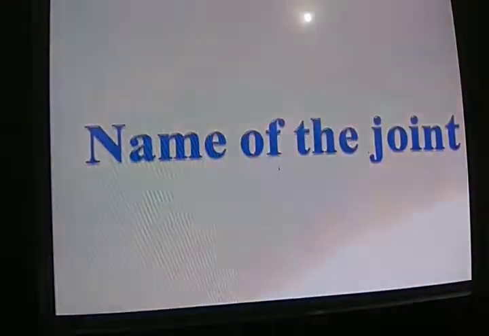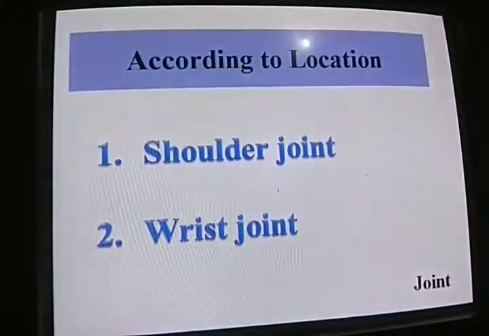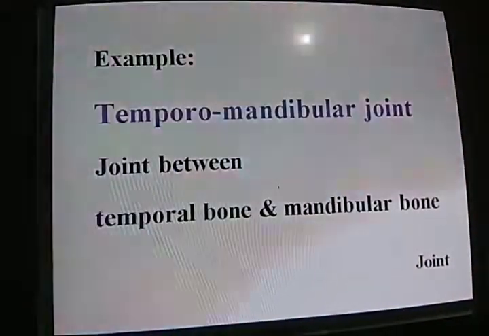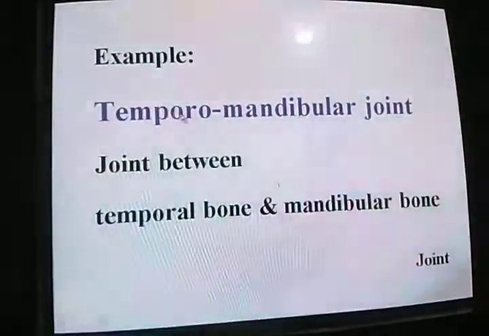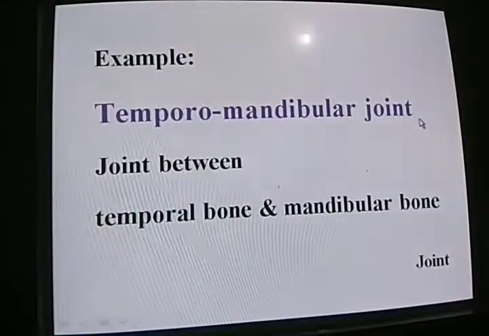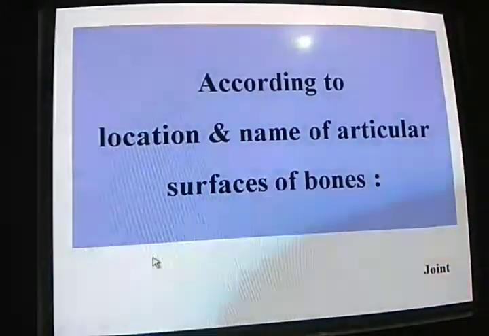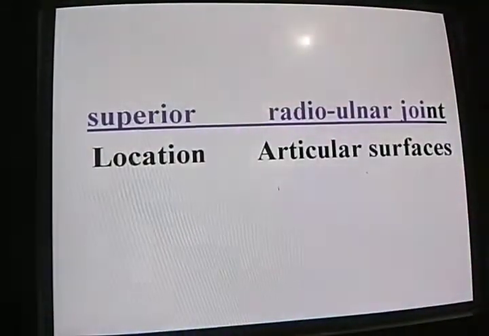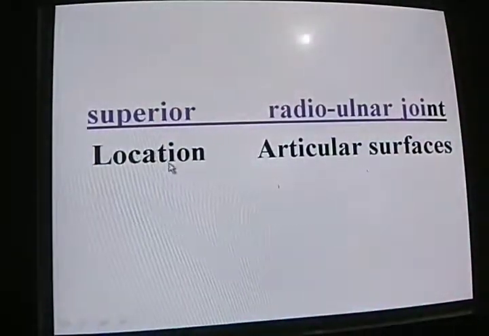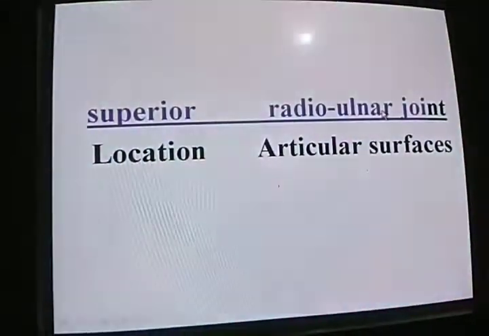The logic behind the name of a joint: according to the location, such as shoulder joint, wrist joint. According to the names of the articular surfaces of the bones, such as temporomandibular joint, where the names of the two bones are used in the terminology of this joint. According to both the location and the names of the articular surfaces of the bones. Example: superior radio-ulnar joint. Superior means location, and radio-ulnar is the articular surfaces of the radius and ulna used in the joint formation.